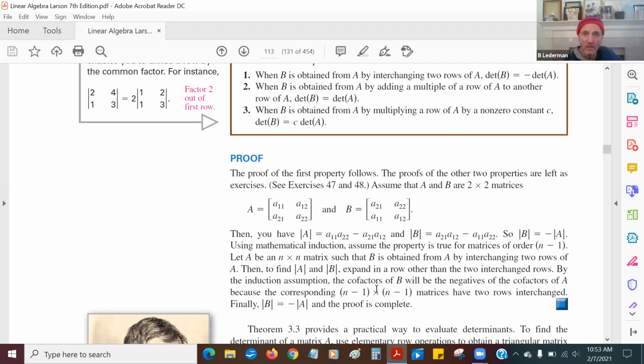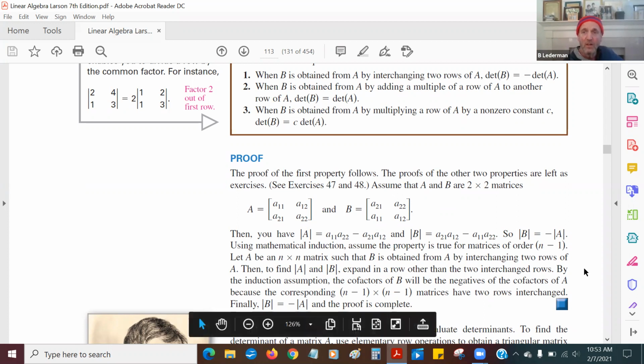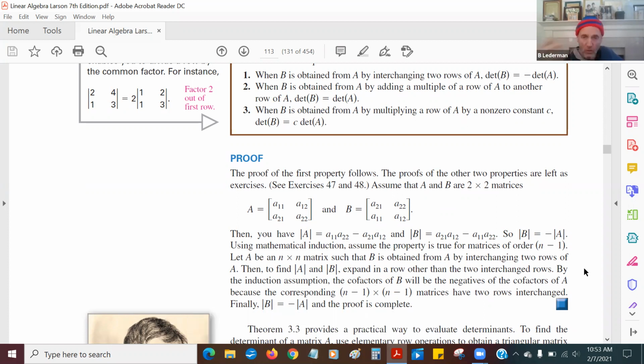So basically, we could prove by induction, as we outlined right here, that this will work. Once it works for 2x2, it's going to work for 3x3, it's going to work for 4x4, it's going to work for 5x5, and so on and so forth. And that is the way we prove this by induction.